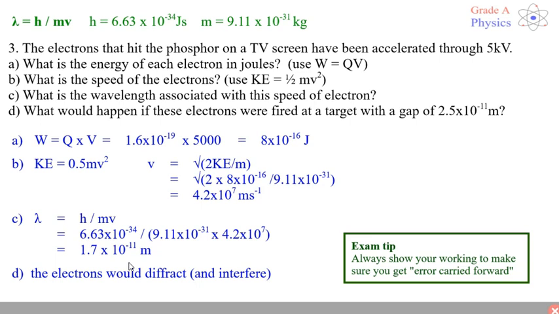Exam tip for this question: always show your working, especially on multiple stage calculations, because if you make a mistake right at the start, you're going to carry that through all the way, and you will get error carried forward, even for incorrect answers, only if you show your comprehensive working out.